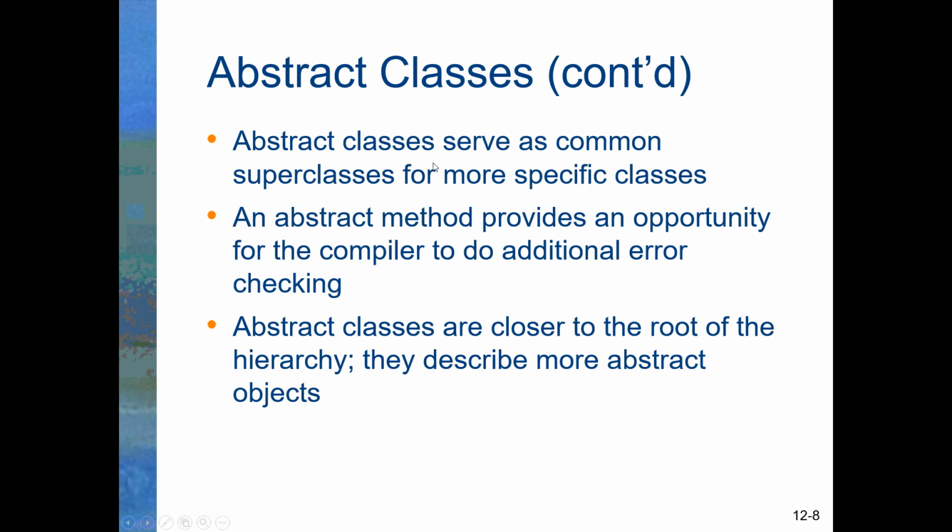So abstract classes serve as common superclasses for more specific classes. Abstract methods provide an opportunity for the compiler to do additional error checking. And abstract classes are closer to the root of the hierarchy, since they describe more abstract objects, right? So again, same deal. Maybe I want to build something that's going to grow on down the line, so I define some abstract methods in it, and I say you have to define them later on.